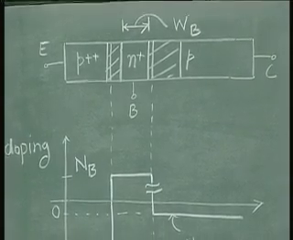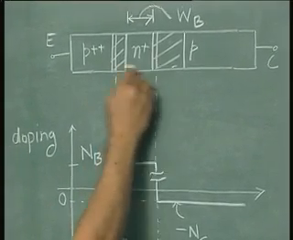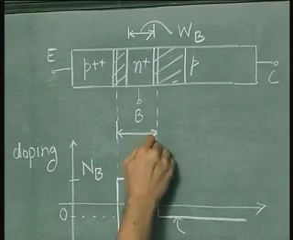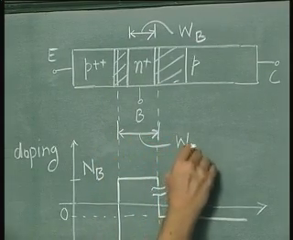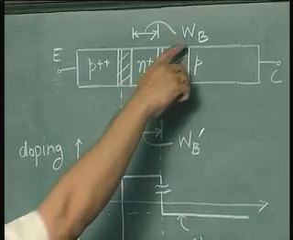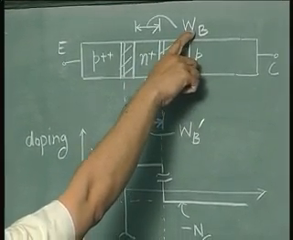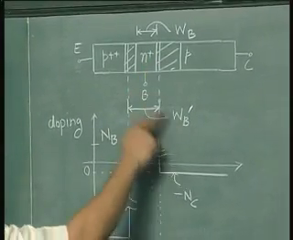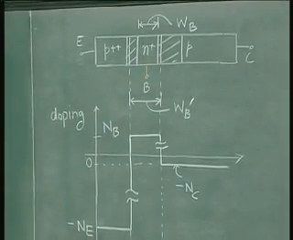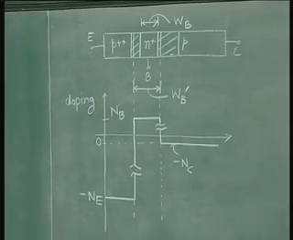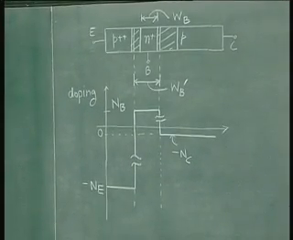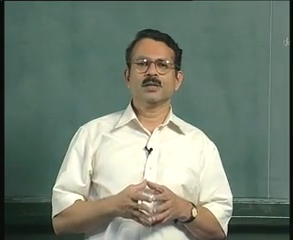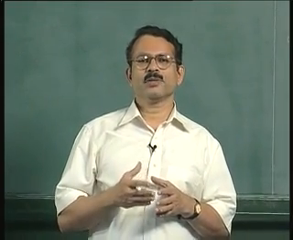And similarly, the distance between the metallurgical junctions will be denoted by the symbol W_B prime. As we will see, it is this W_B that is of interest to us for developing the characteristics, and W_B is less than W_B prime because of the space charge regions. So, that is the device structure that we will be using for the purpose of our analysis. In the next lecture, we will develop the theory for the transistor action.